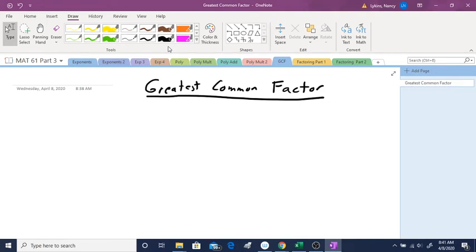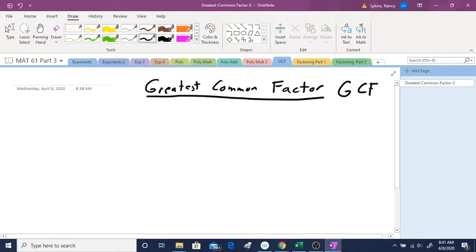Okay, welcome back. Today we're going to cover the greatest common factor. Now, the greatest common factor is also known as GCF. So anytime you see GCF, know that that's what we're talking about, greatest common factor.